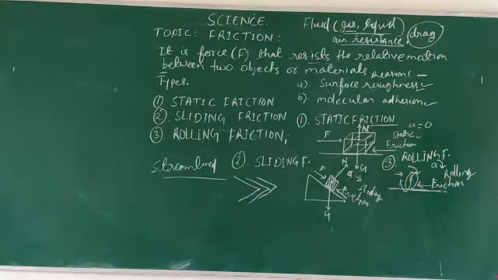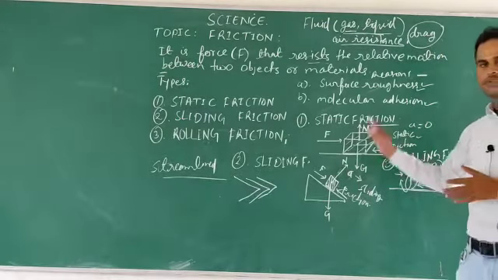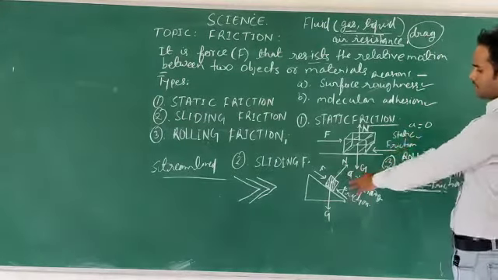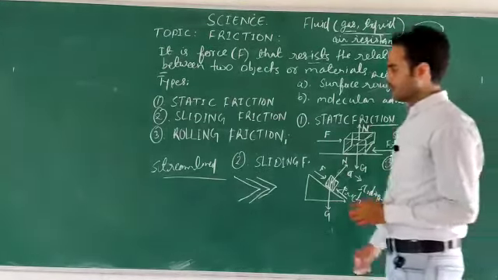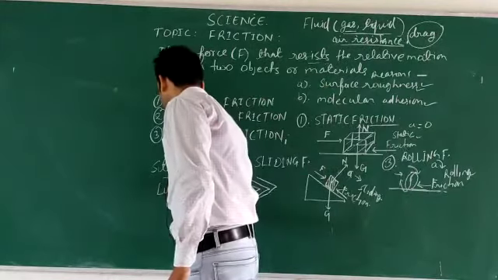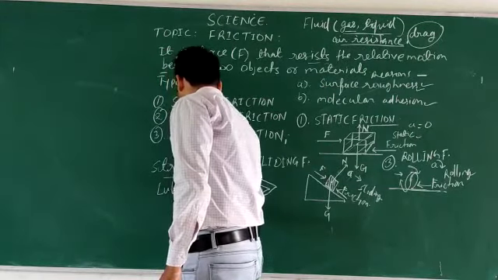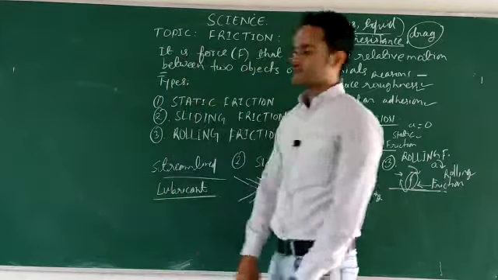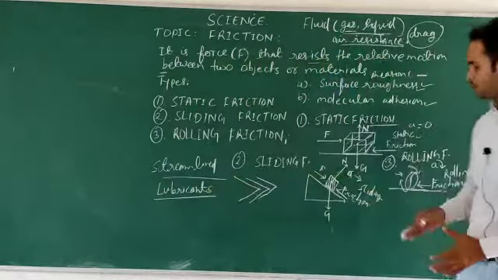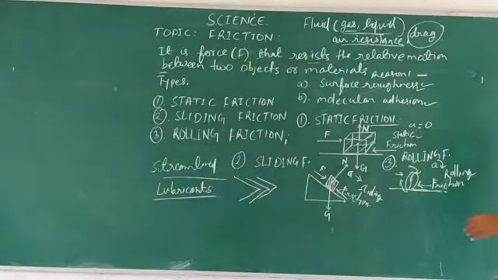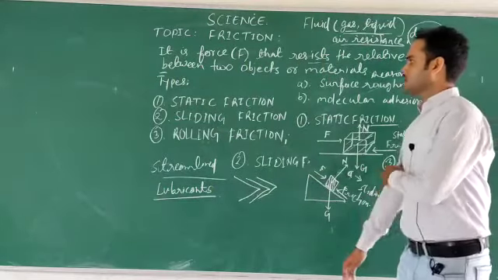And how can we increase the friction? By increasing the roughness of the surface or increasing the mass of the object. And how can we decrease the friction? We can use lubricants. Lubricants make the surfaces of the object smoother, which is why they can reduce the friction.